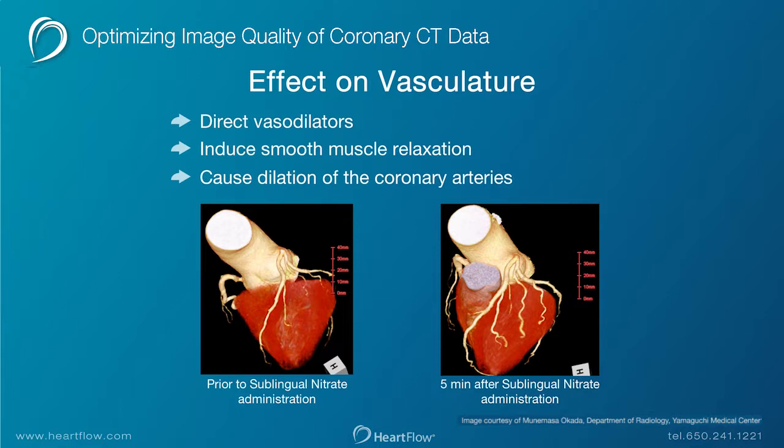On the image on the left, without nitroglycerin, the image on the right, 5 minutes after the administration of sublingual nitro. Any of my fellows can look at this image and it's very clear which image they'd rather interpret. The image on the right is much more not only pleasing to the eye, but would be much easier to interpret. The coronaries are larger, the branch vessels are clearly delineated, there are more branch vessels. It's inevitably a better image and more accurate.